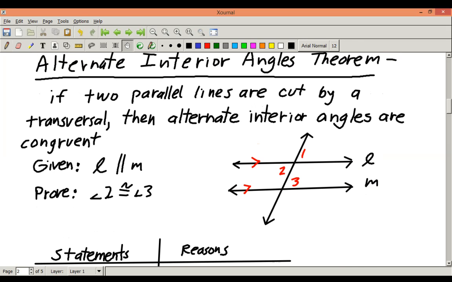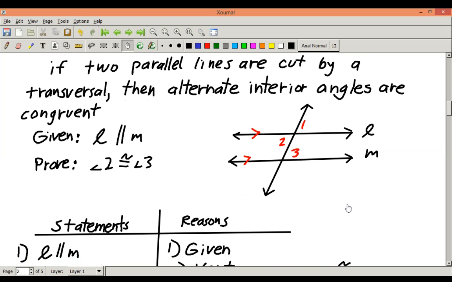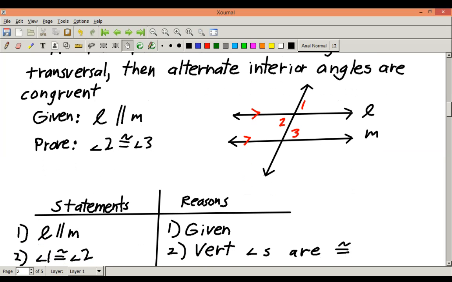So according to the theorem, remember what follows "if" is the hypothesis. So that's the given. So line L is parallel to line M. That's the hypothesis. And we're going to prove the conclusion. We're going to prove alternate interior angles are congruent. So in this drawing, we're going to prove that angle 2 is congruent to angle 3. So as we know from our proofs already, we're just going to write down that given as our first statement. So line L is parallel to line M, with the reason being given.